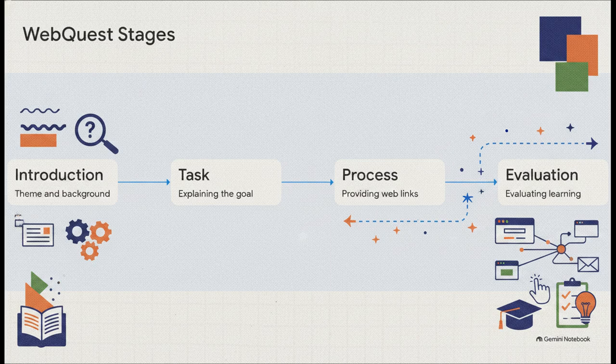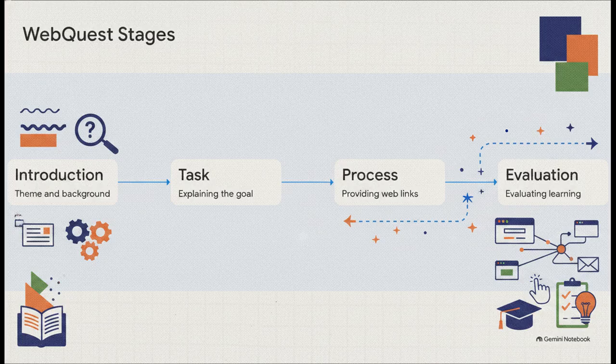Let's level things up for your more advanced students. Enter the web quest. These are highly motivating because they turn reading into a real-world research mission. A typical web quest has 4 stages. You've got an introduction to set the background, a task section to explain the ultimate goal, a process stage where you give them curated web links so they aren't just endlessly lost on Google, and an evaluation stage to consolidate what they actually learned.